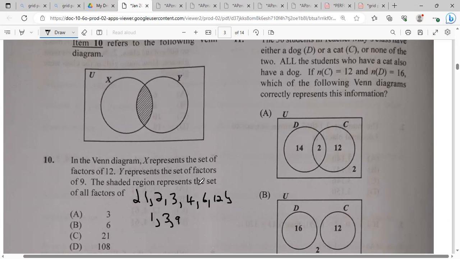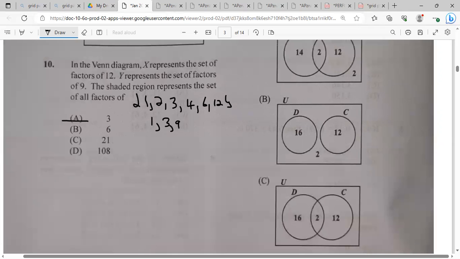Then the shaded region represents the set of factors of... am I missing something here? In the Venn diagram, x represents the set of factors of 12. Y represents the set of factors of 9. The shading represents, first of all, in this, you have 1 and 3. So that will be factors of 3, as 1 is a factor of all numbers. Try and remember that now.